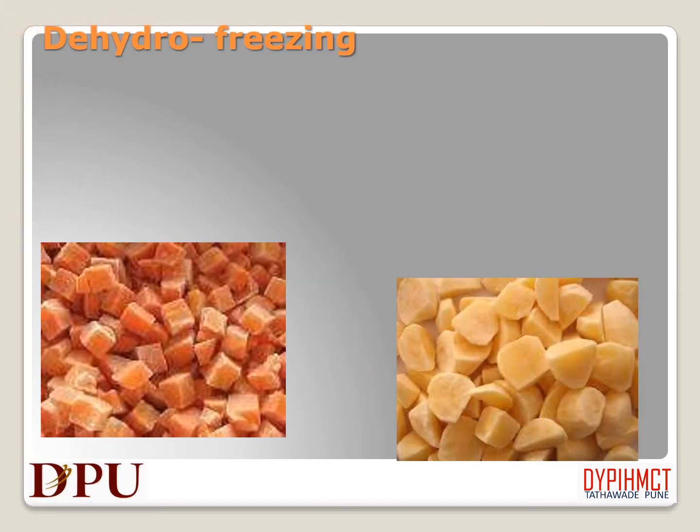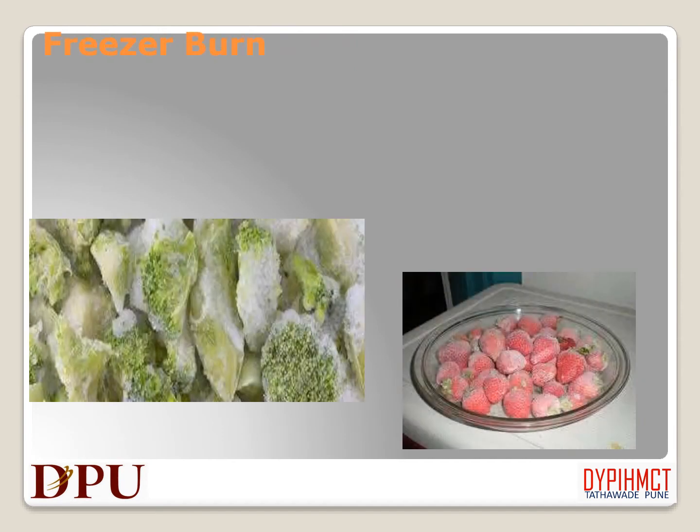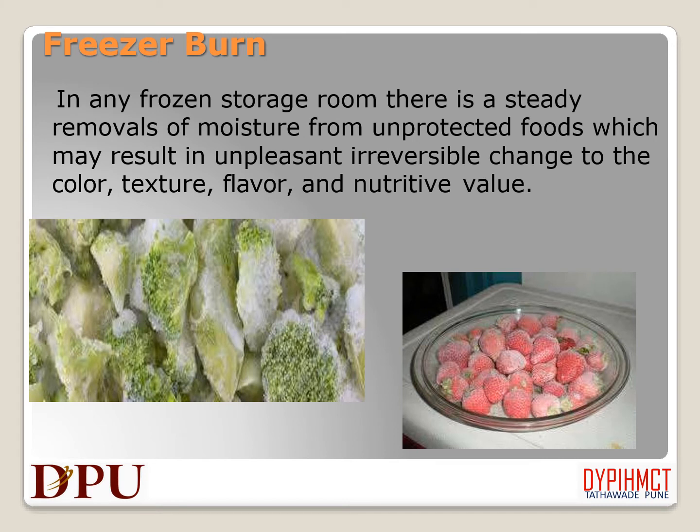In this slide we will discuss the dehydro freezing process. A method of preservation where the moisture content of certain foods is reduced by 70% then quick frozen. Because the cells do not collapse, the product has good texture retention. For example, beans, peas. In this slide we will discuss the freezer burn process. In any frozen storage room there is a steady removal of moisture from unprotected foods which may result in unpleasant irreversible change to the color, texture, flavor, and nutritive value.